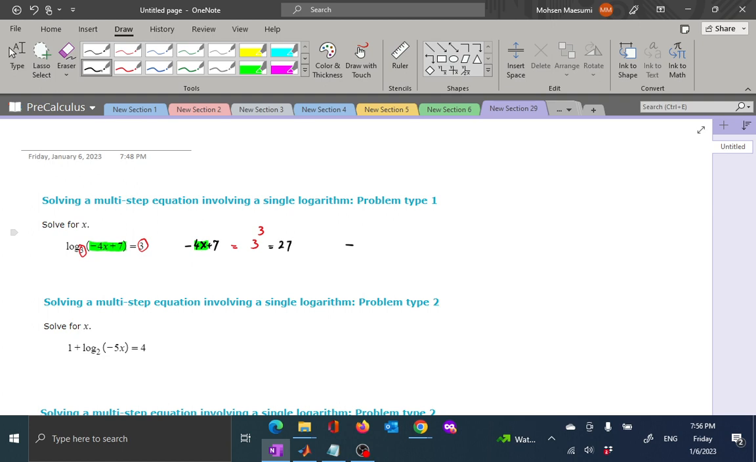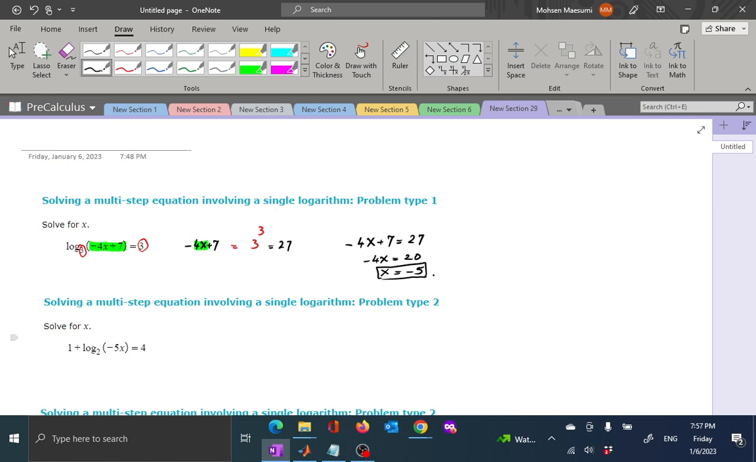So now you're solving an equation that you are very familiar with from early math classes. So you subtract 7 from both sides, so you have minus 4x is equal to 20, and divide by 4 and you get x is equal to minus 5, and you're all done. These problems are all to be done by hand. You don't need a calculator, and you just work it out.